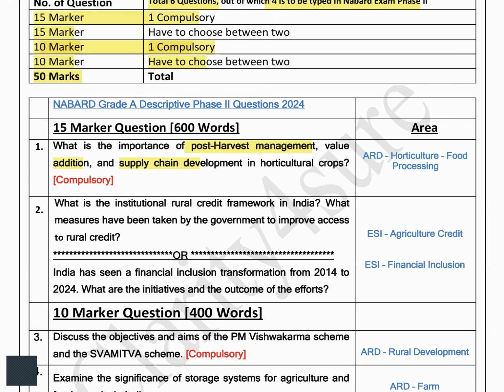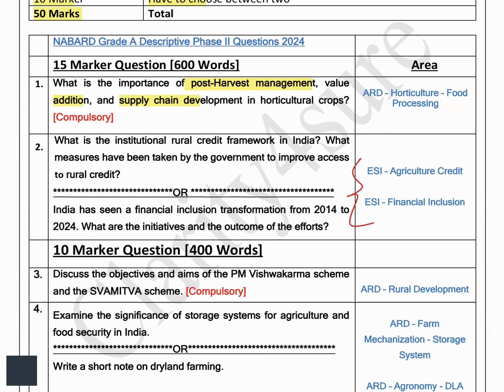So the takeaway is that the questions are from the ESI section. Again, direct questions, what they have given in the syllabus, nothing out of the box. The next question was India as a financial inclusion transformation, 14 to 24. What are the initiatives and outcomes of the effort? Again, a question based on it.